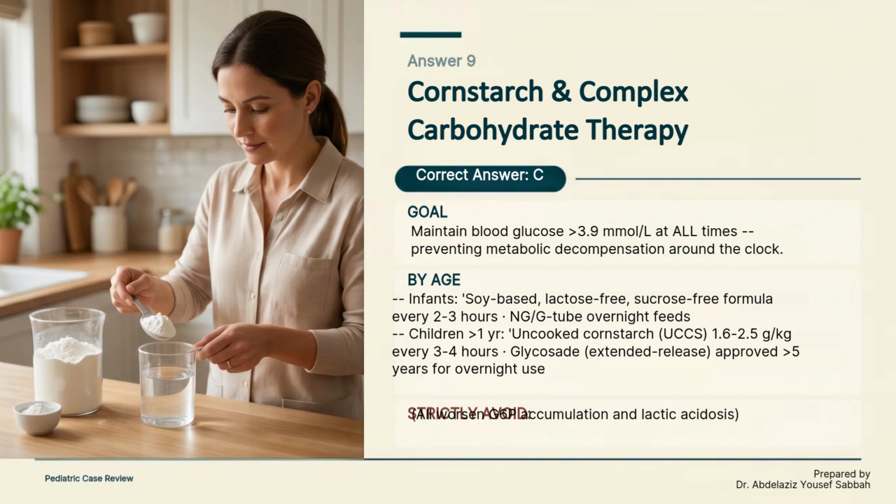tube feeds overnight. In children over 1 year, uncooked cornstarch is given at 1.6 to 2.5 grams per kilogram every 3 to 4 hours, releasing glucose slowly. An extended-release starch is approved for overnight use in those over 5 years. Fructose, sucrose, galactose, and lactose must be strictly avoided because all of them worsen glucose 6-phosphate accumulation and lactic acidosis.